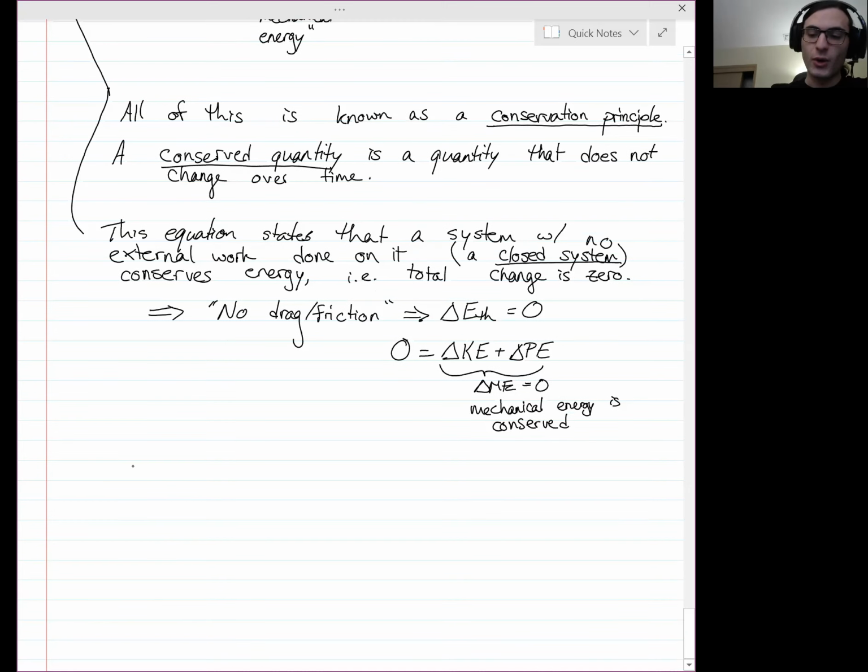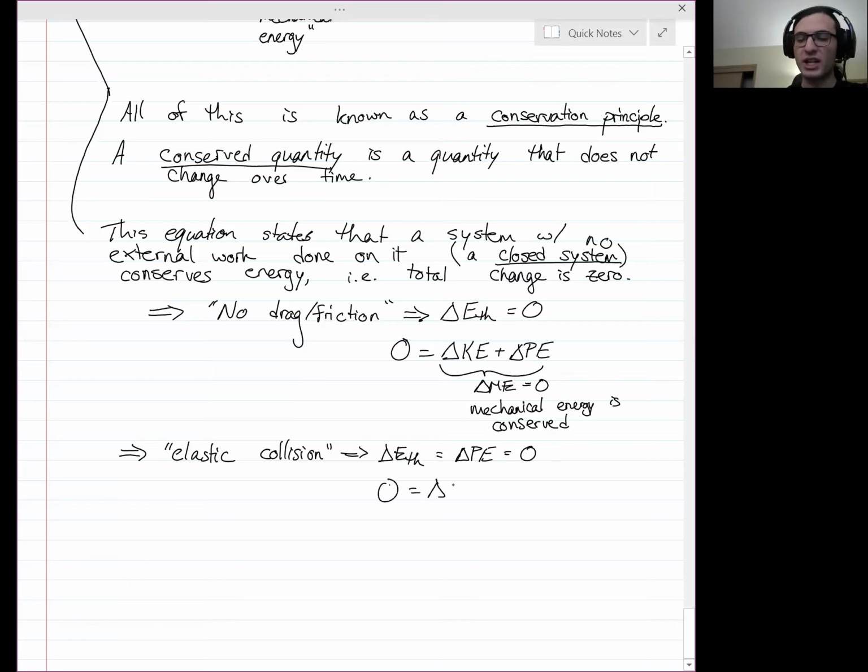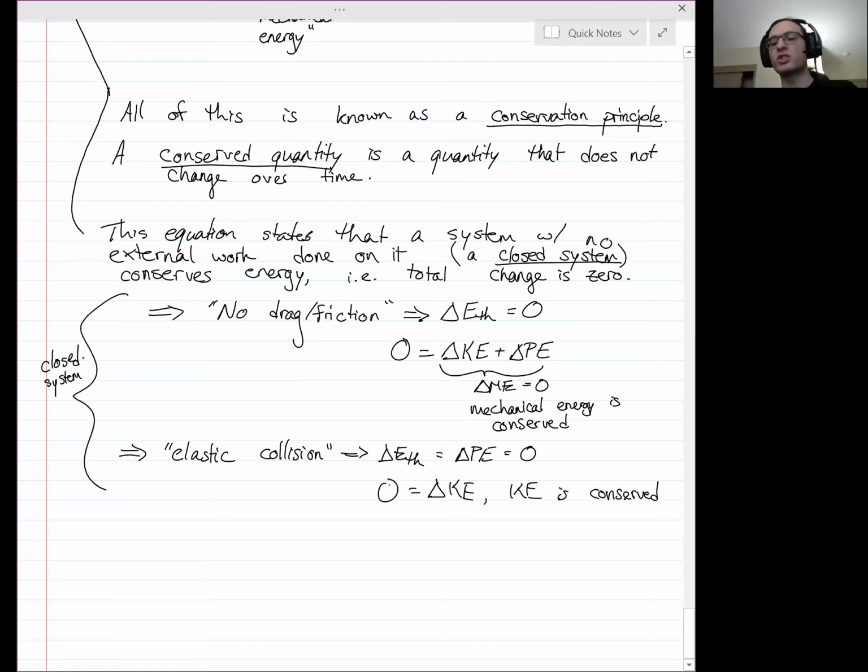Similarly, if I said you had a closed system in which an elastic collision took place, that would imply that the change in thermal energy is 0 and the change in potential energy is 0, which tells us that the change in kinetic energy is 0, i.e. kinetic energy is conserved. So these are closed systems. Of course, if it's not a closed system, that just means the left-hand side of these equations isn't necessarily 0, which means the kinetic energy or the mechanical energy is not conserved.